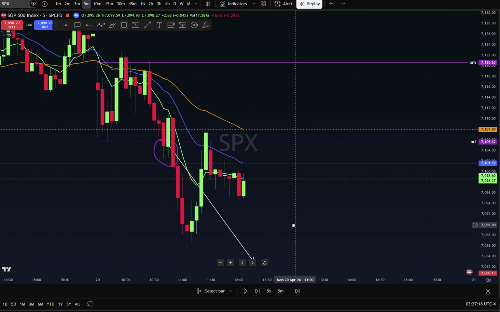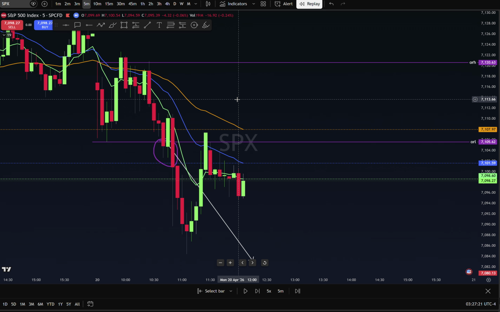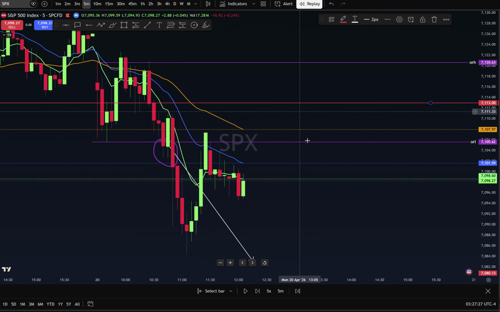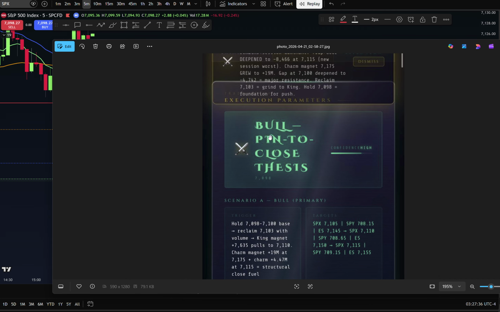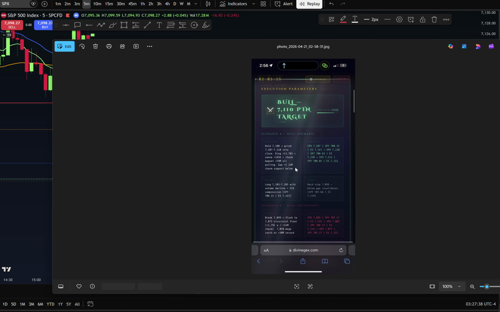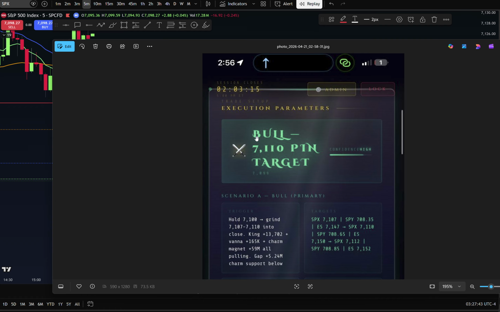I would have gotten long when it crossed at least half of the opening range high, around this range. Let me mark it. But even though this was giving me bullish, you can see by 12 it says bull pin to close. Then around 3 o'clock it was showing bull 7110 pin target. So they're going to target this level, and here it's going to close.